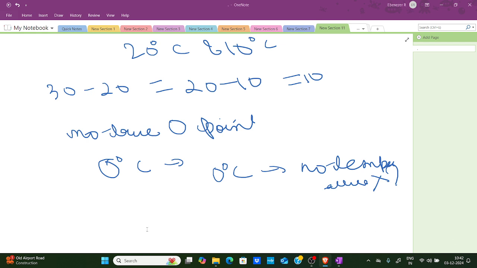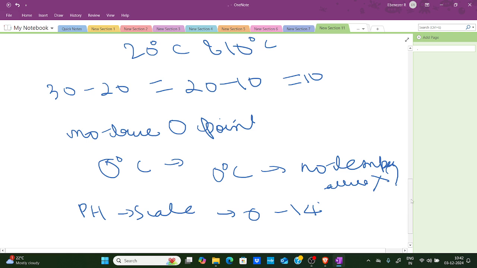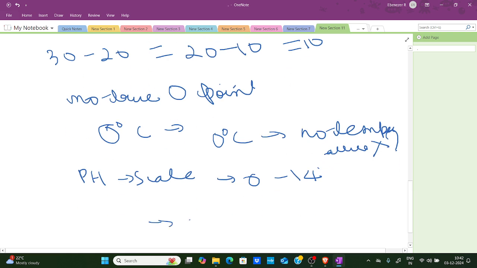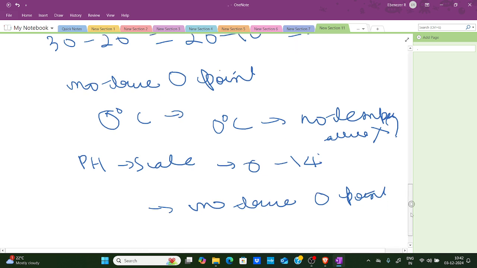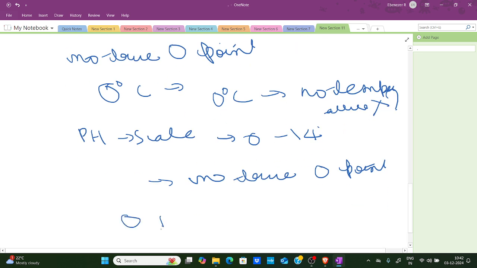Another example is your pH scale. It is between 0 and 14, right? Over here also, there is no true 0 point. It is meaningless. I can't say zero pH means that nothing is there. This is also like temperature: I can't say there is no temperature, because there is something there.